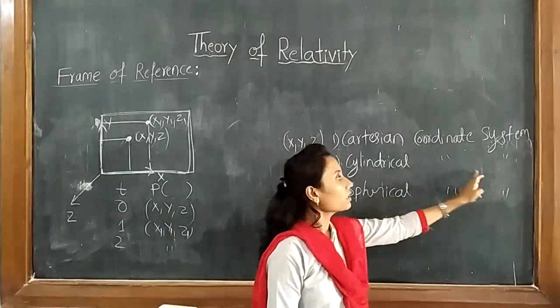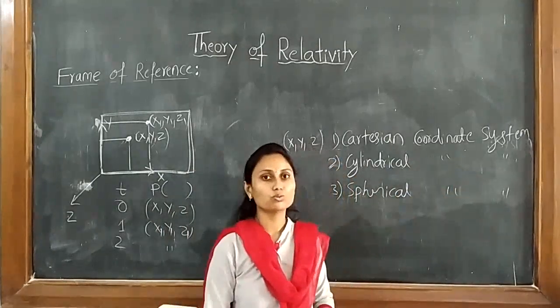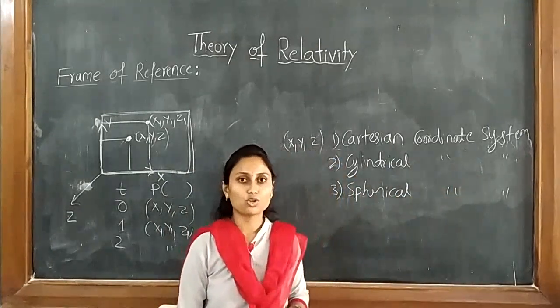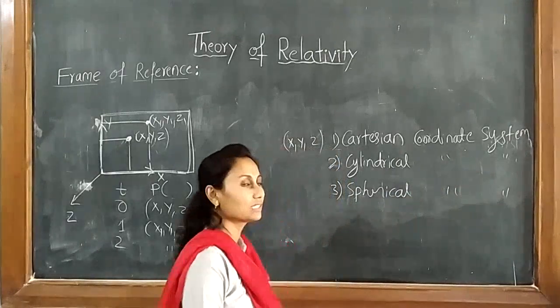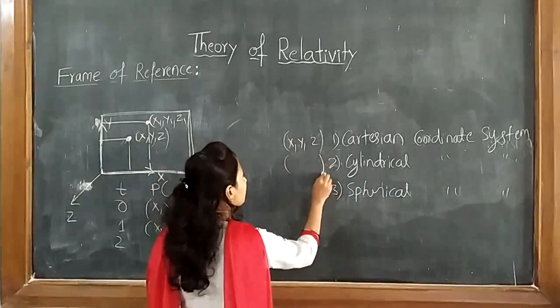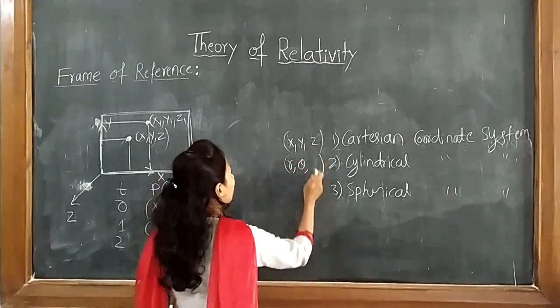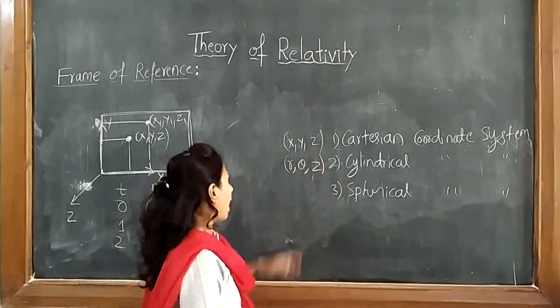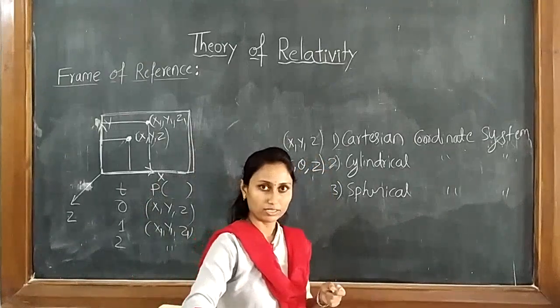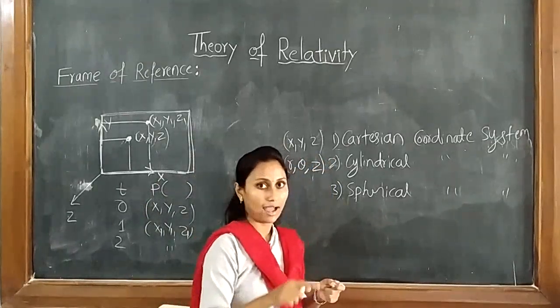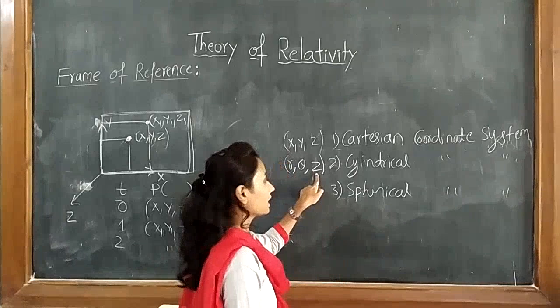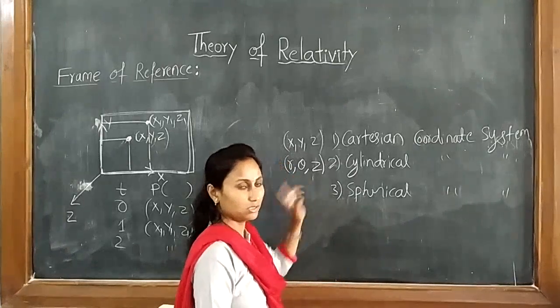Again, cylindrical coordinate system is also used to find the position of a particle only by using three coordinates, and those three coordinates are r, theta, z. R is the displacement vector there, and theta is the angle, how much it is making, and z is the distance with respect to the z axis.